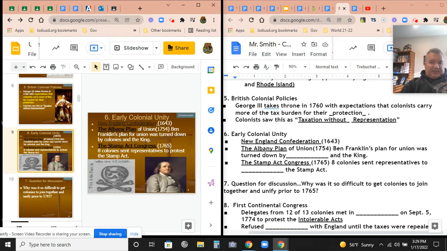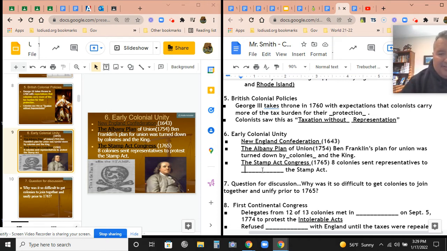Early colonial unity. You had the New England Confederation, 1643. You have the Albany Plan. Albany is the capital of New York. This was Ben Franklin's plan for Union. It was turned down by the colonies and the king, so they weren't ready for this. Another 20 years later, they'll be ready, the colonists. So the king will not, which leads to the Revolutionary War.